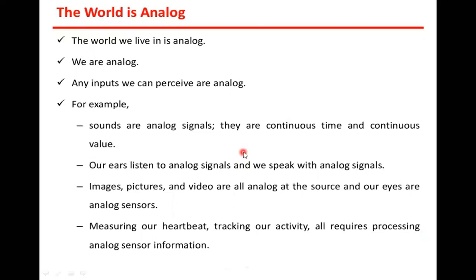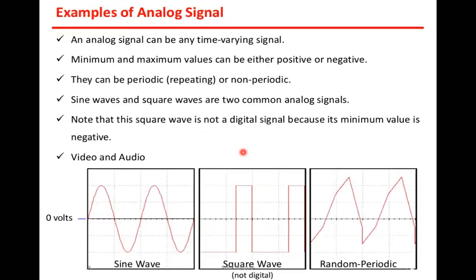The world itself is analog. For example, sounds are analog signals, they are continuous time and continuous value. Our ears listen to analog signals and we speak with analog signals. Images, pictures, and video are all analog at the source, and our eyes are analog senses. Measuring our heartbeat and tracking our activity all require processing analog sensor information.